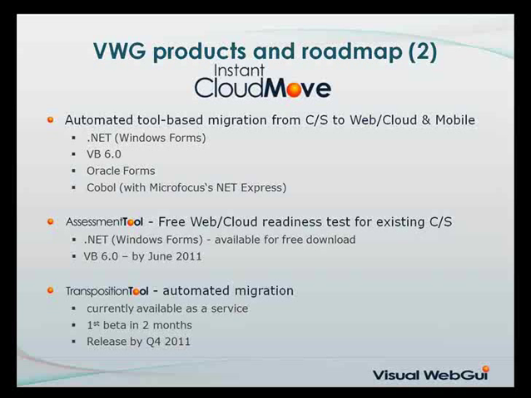As for the transposition tool, the assessment tool is available for download, as I've said, for WinForms, and for VB6 it will be next month, this June 2011. You can have an assessment tool for VB6. As for the transposition tool, it's an automated migration, fully automated, and released as follows. It's available as a service right now, but first beta will come out in 2 months, and by Q4 2011, the release should be here.